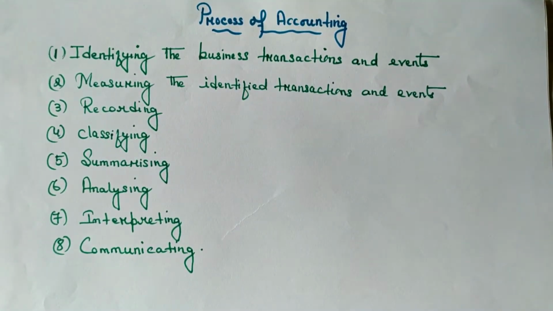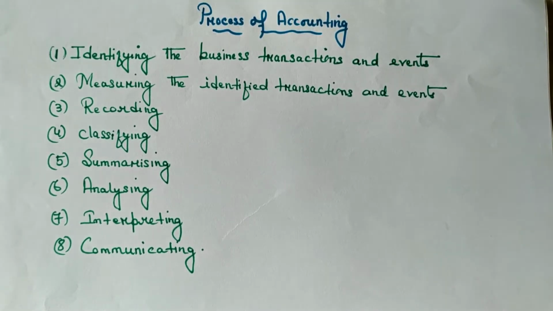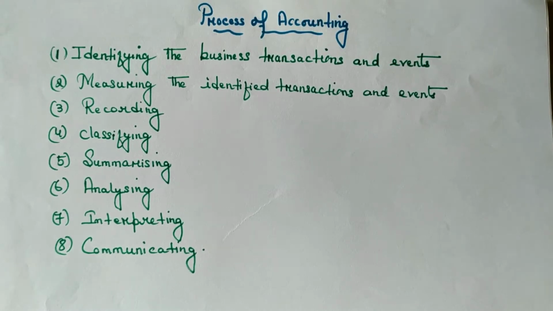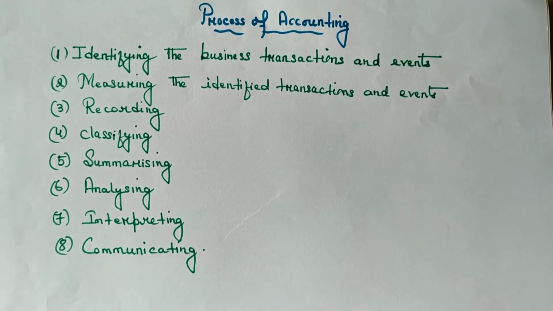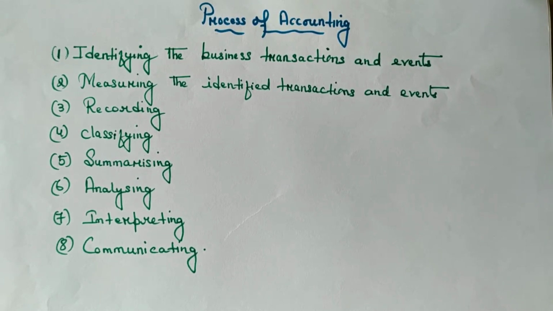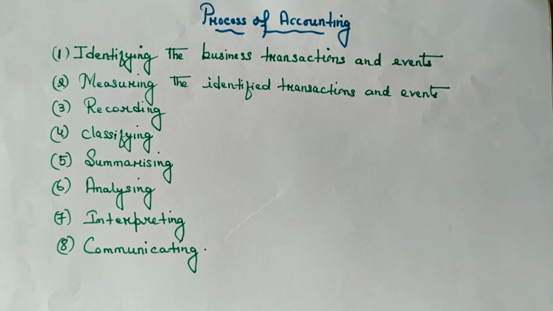So, before going to know the process of accounting, let me tell you what is accounting. Accounting is the process of identifying, measuring and communicating the economic information of an organization to its users who need the information for decision making. Now, we will see the process of accounting. The process of accounting contains some steps. Let's see what are these.